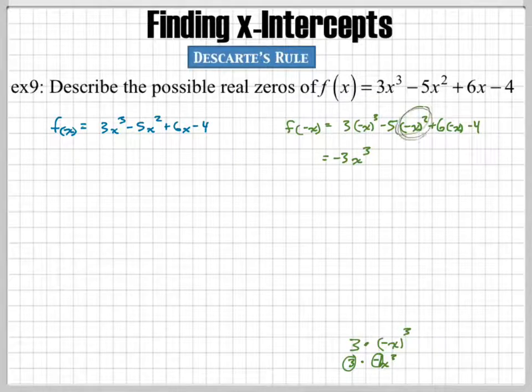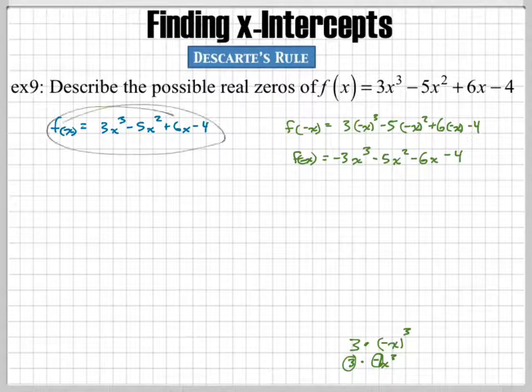This one right here, what is negative x squared? It's x squared, right? Negative times a negative is a positive, so that's just x squared. And so this stays negative 5x squared. That one doesn't change because of the squared. This one does change. It's positive 6 times a negative 1x, so it's going to be negative 6x, and then you have the minus 4. Alright, so this one is going to tell you the possible negative zeros. So let's look at this one first. Let's find our possible positive zeros.